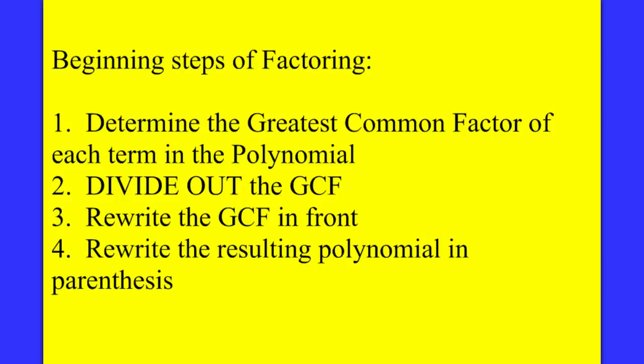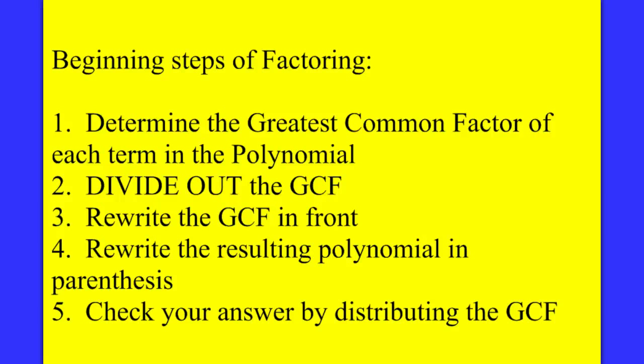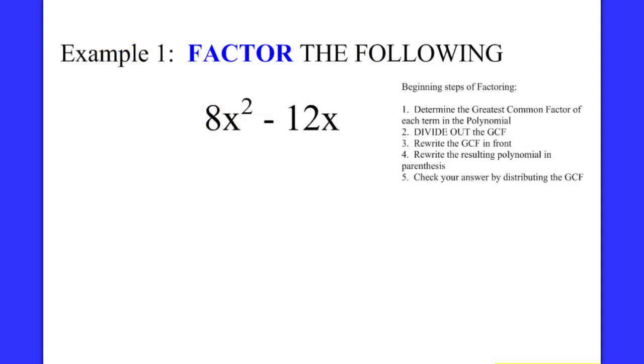Those steps will get you the answer, and then the last thing you should do, at least mentally, because you'd be silly not to, since it's so easy to check your answer, is distribute that greatest common factor back into the polynomial. You'll have the original expression you started with, and that's just the distributive property. So make sure you have all those down, and let's look at an example.